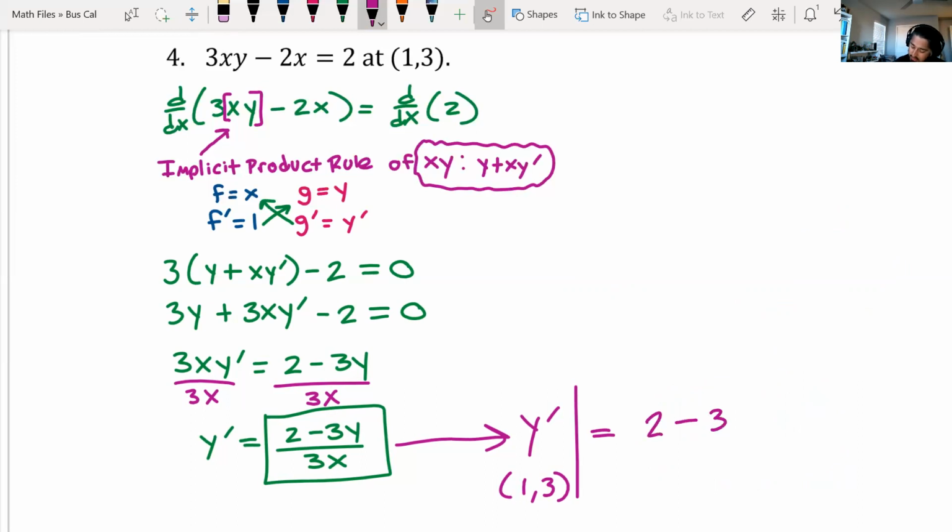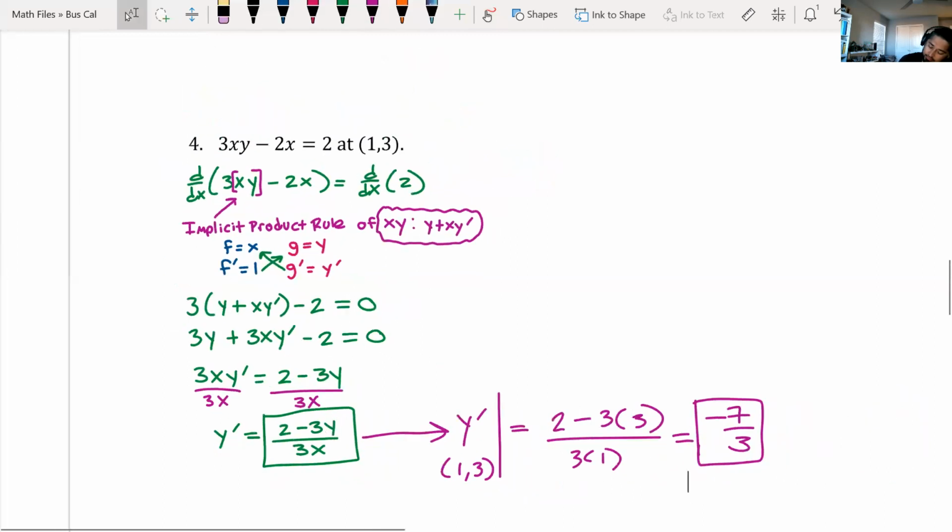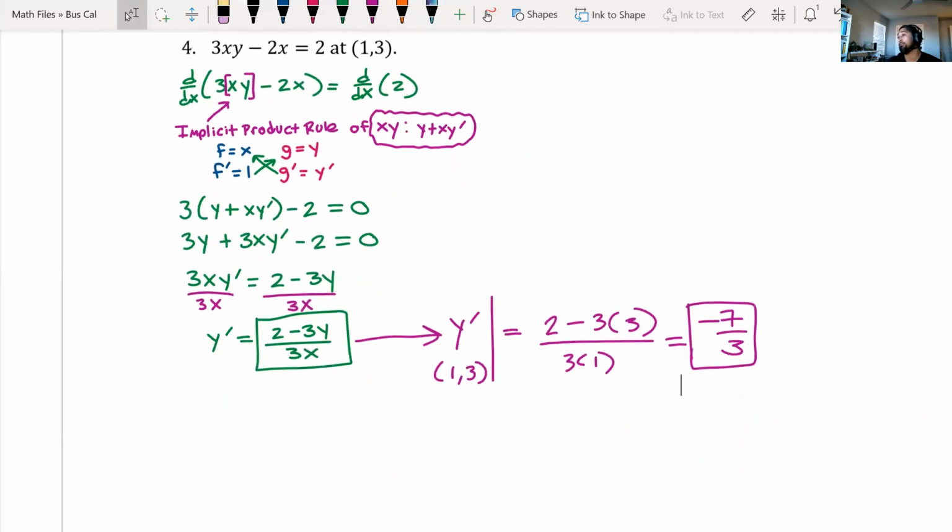2 minus 3 times 3 over 3 times 1. And that would be 2 minus 9, which is negative 7 over 3. There we go. All right. Any questions on that one before moving on?